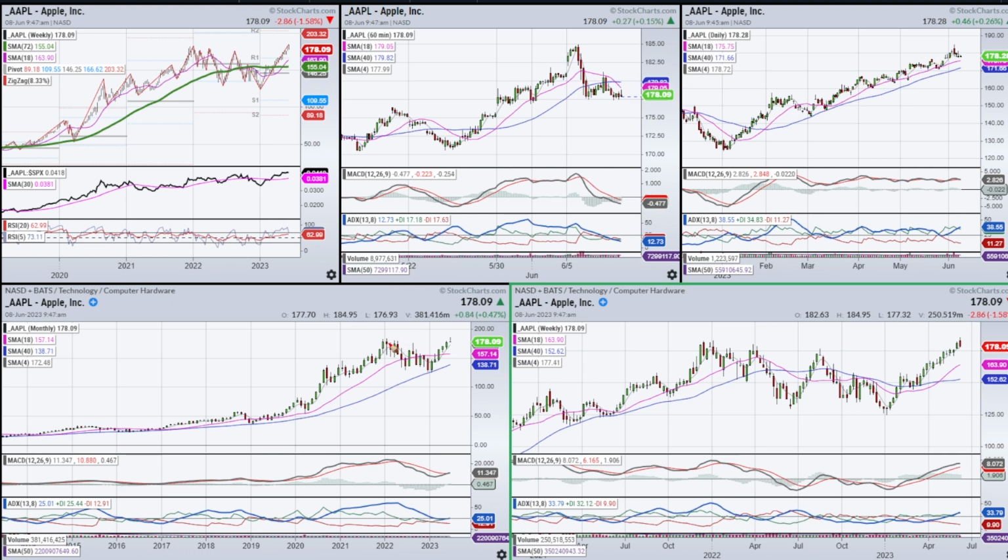Now we're up against the high. We tried to go to a new high. It looks like it might be running into some resistance for the first time.